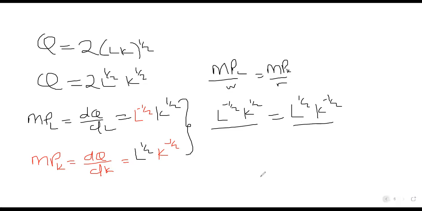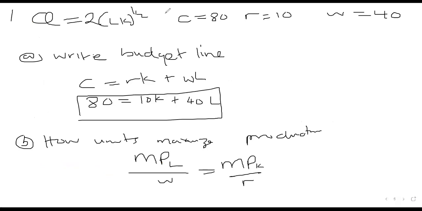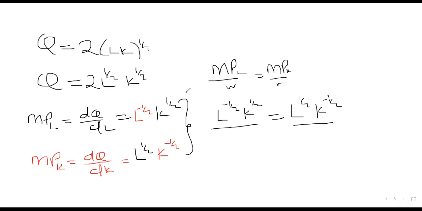So let's go back here. Our wage was 40. Our rent was 10. So rent is 10, and our wage is 40. Are we together so far? Then the guy with the negative will go down. So here, which one will go down? The L. So you're going to have 40 L half down here.